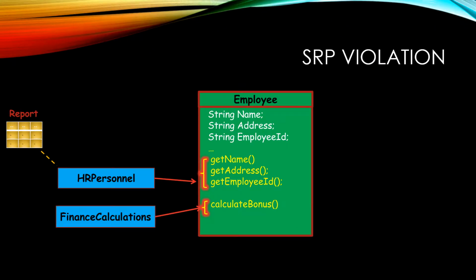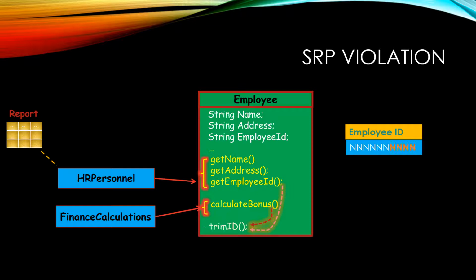Assume that the employee class has a private method called trimID. This method is used by getEmployeeID as well as calculateBonus methods. Let's look at why they need to use this private method. Suppose employee ID is a 10-digit number, but nobody cares about the first 6 digits. The function of the trimID method is to trim the first 6 digits and return the last 4.